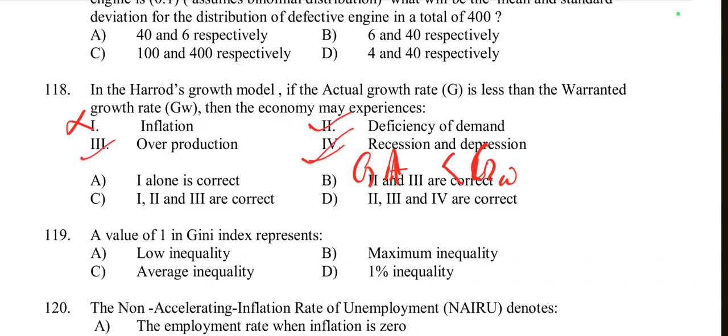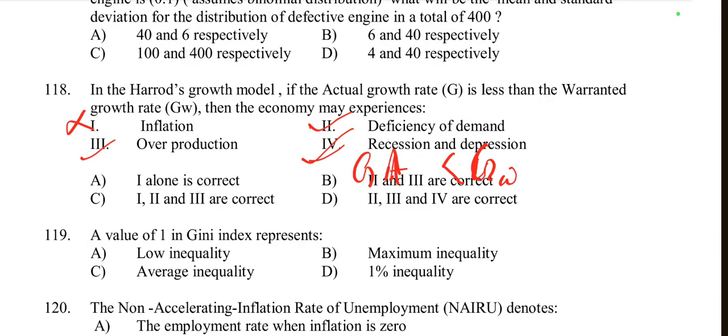So 2, 3, 4 are right, because it creates deficiency of demand. When the actual growth rate is lower than the warranted growth rate, it indicates that the economy is not growing as fast as it should to maintain full utilization of resources, leading to insufficient demand relative to potential output. Then it creates overproduction. How? As the economy grows slower than the warranted growth rate, firms may produce more than needed, resulting in overproduction.